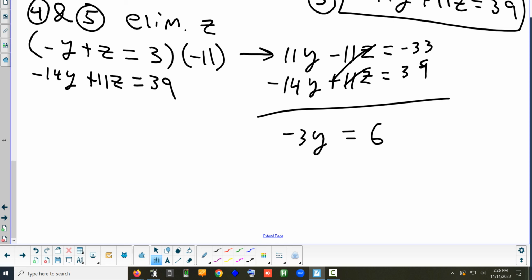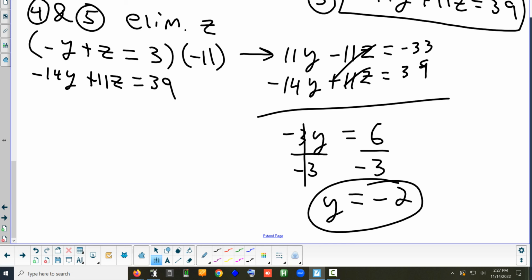Now we're at the step where we can finally get one of our answers. And from here, all the other ones are going to come pretty quick. How do we get y by itself there? Yep, divide by negative 3. Okay, so first letter we just solved for is y. What is it? Negative 2.